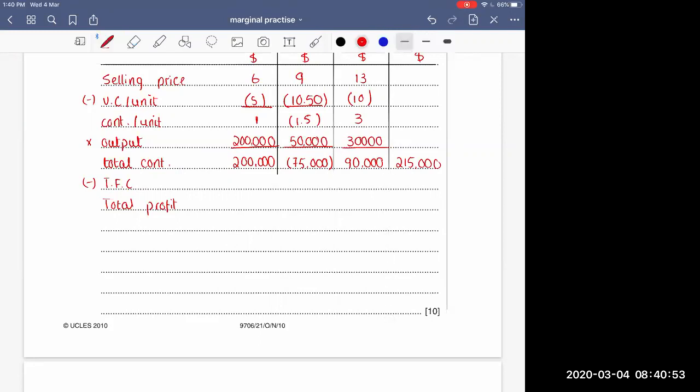And what is our total fixed cost? TFC means total fixed cost. Existing fixed cost was 120,000, which is now doubled to 240,000.